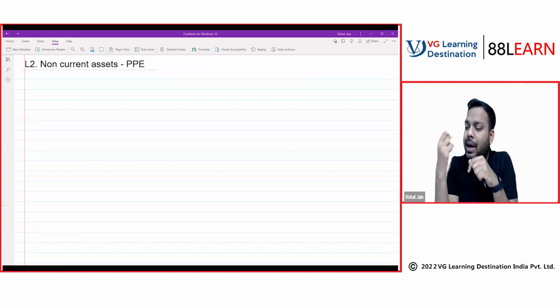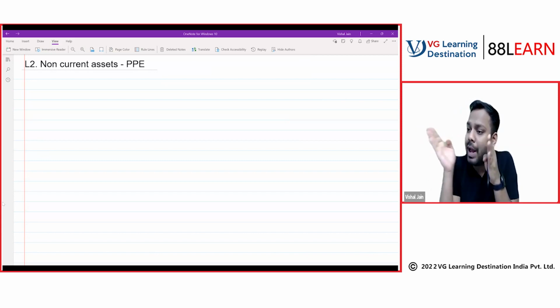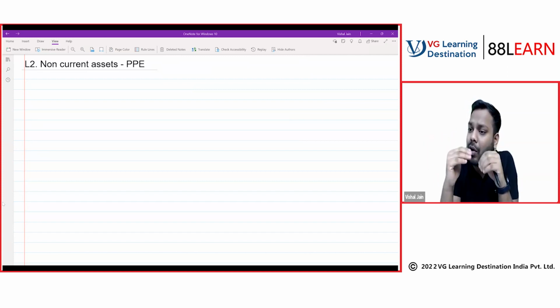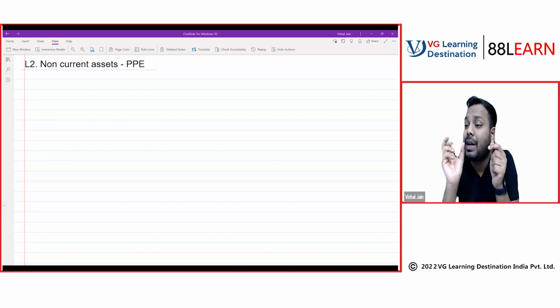Now, if you are getting 100 rupees after 2 years, the value of that now will be equal to 100, less than 100, or more than 100? Tell me, Shivam. Less than. Very good. So what you have to do, that is called the present value.